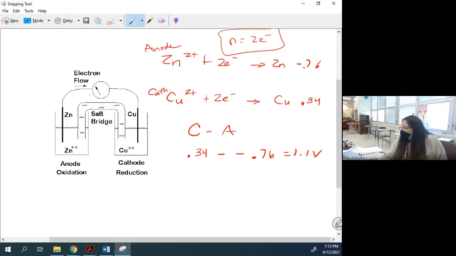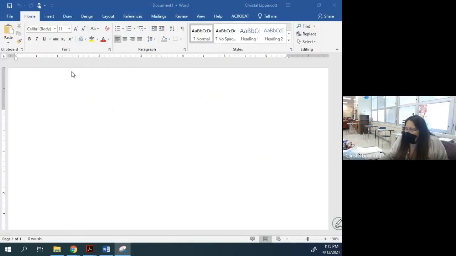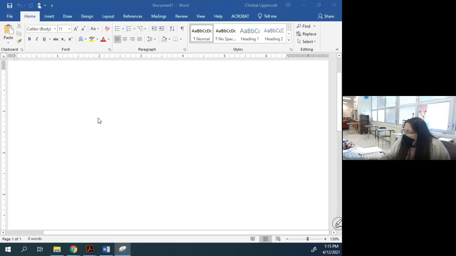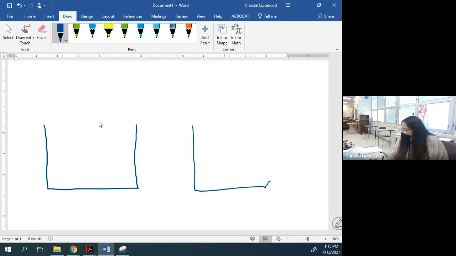All right. Now this is already built, but I want to talk to you about how we would go about doing that. So when we're building these batteries, I always put my anode on this side. That's just the way I do it. And then I've got my electrons going to this side. So I've got my anode over here, and I've got my cathode over here.